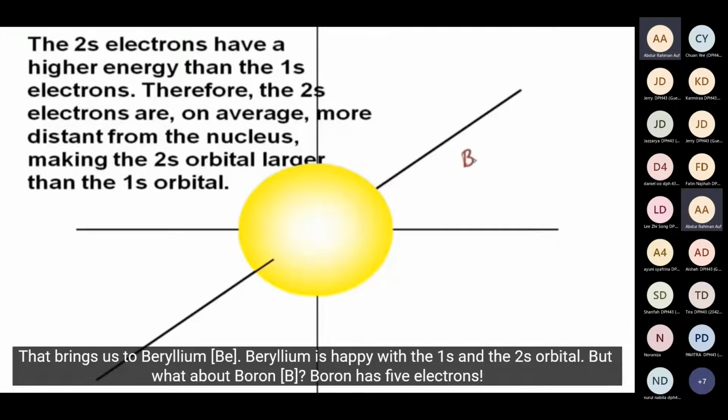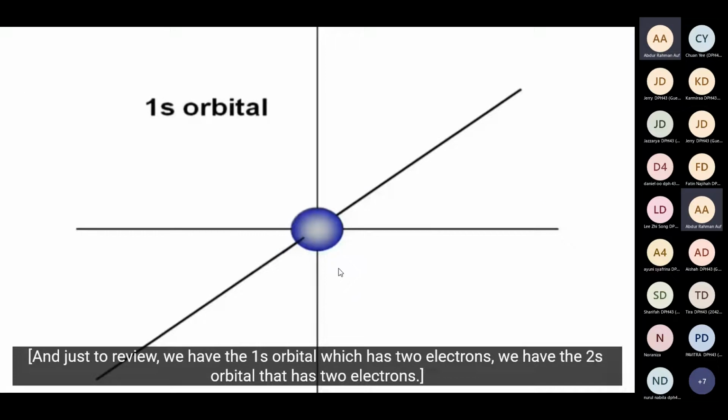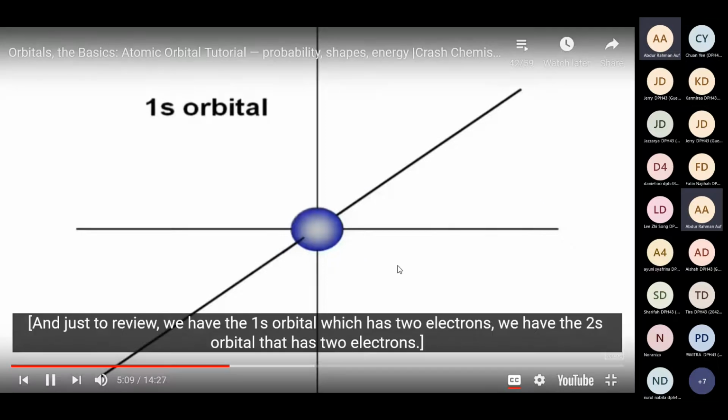That brings us to beryllium. So beryllium is happy with the 1s and the 2s orbital. But what about boron? Boron has 5 electrons. Where is the 5th electron going to go? So as you may have guessed, we're going to go to another orbital, a higher energy orbital. And here, just to review, we have the 1s orbital that has 2 electrons.